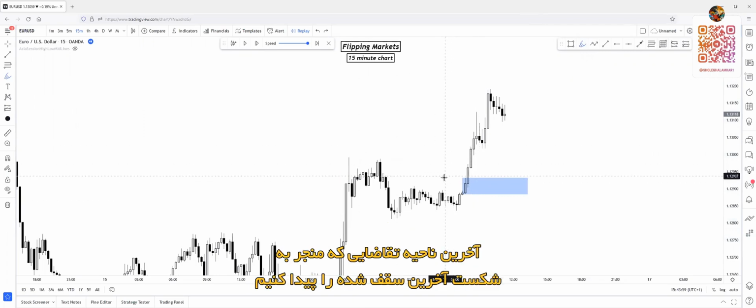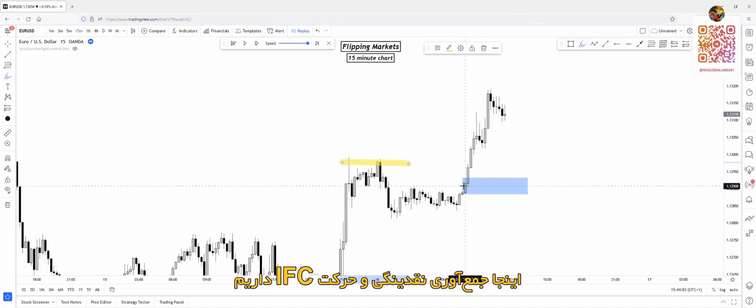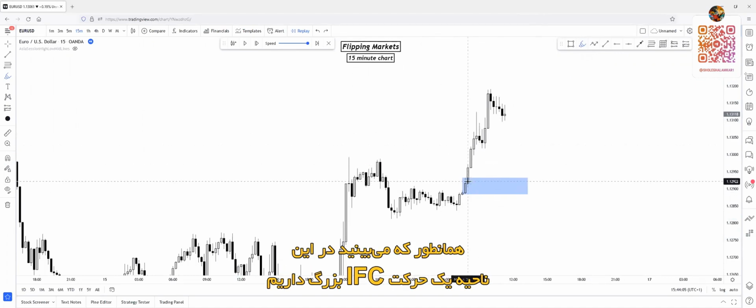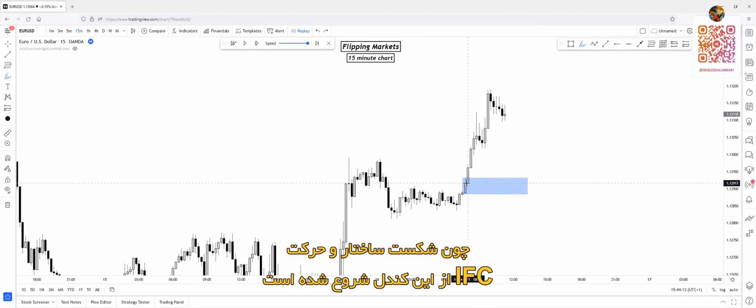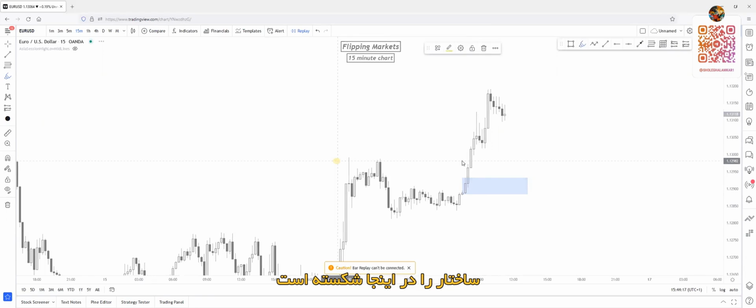Let's find the demand zone that broke through the last structural high point, that's fat liquidity, and created inefficiency. As you can see, we have inefficiency in this region, huge inefficiency. And actually, we can mark this candle out as our demand zone because the break of structure and the inefficient move came into the market from this candle. So it broke structure here.